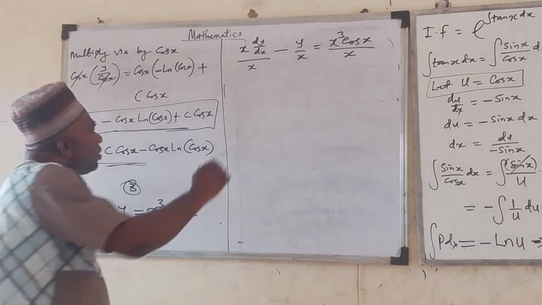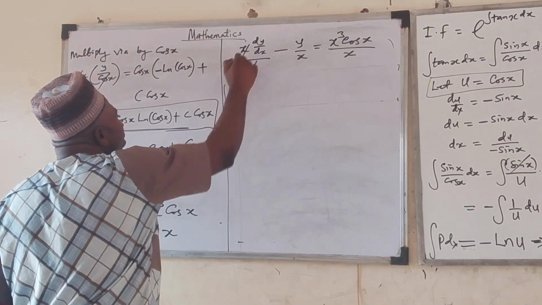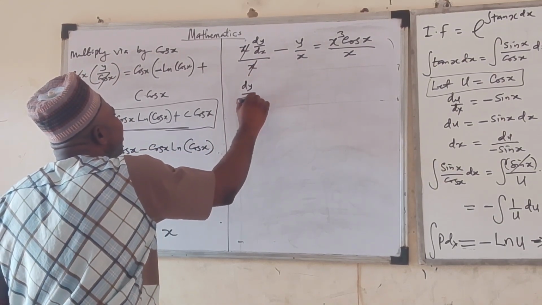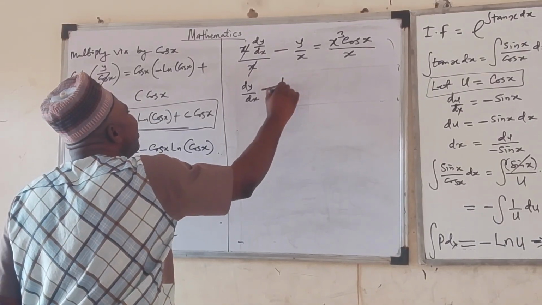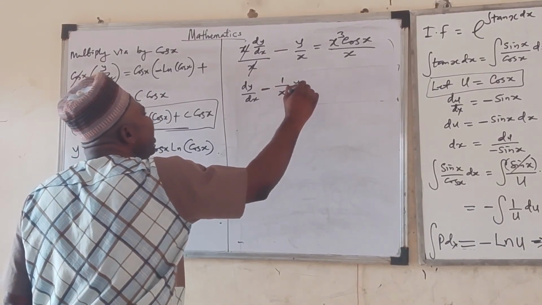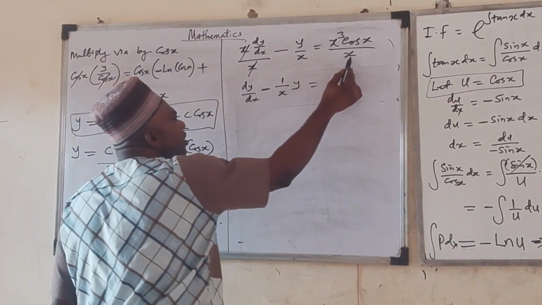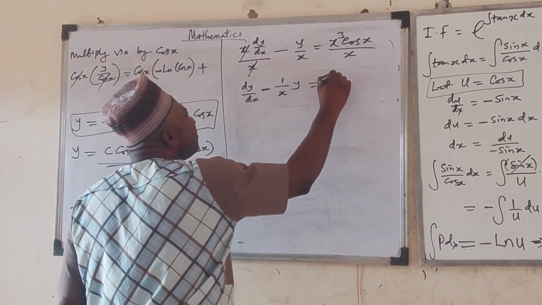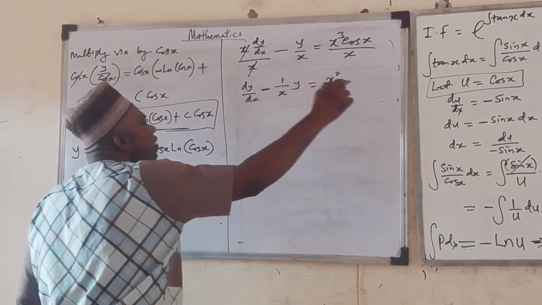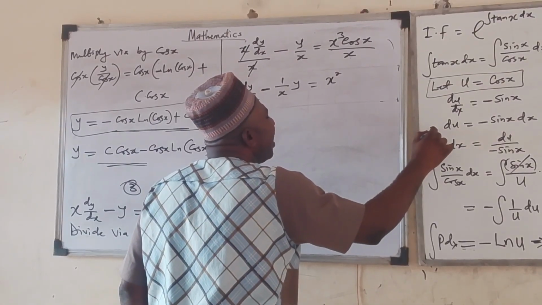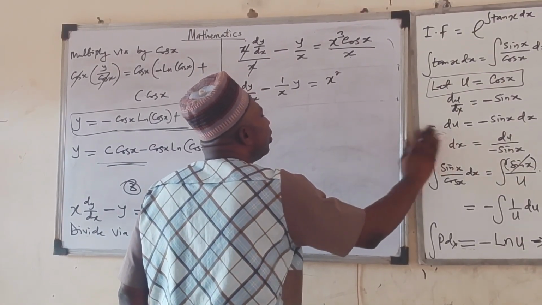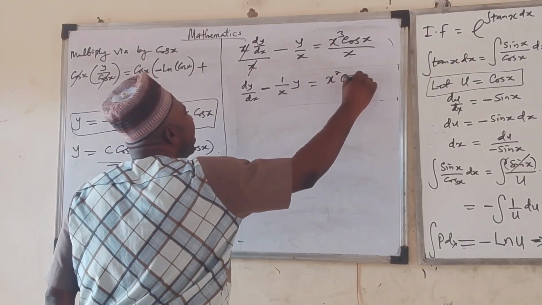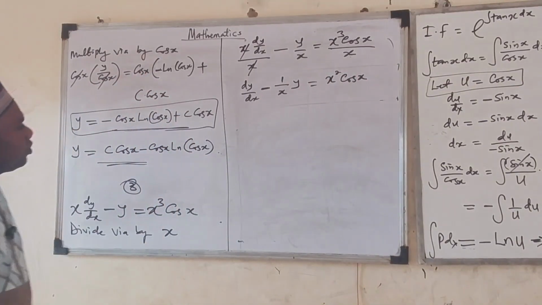So now this x will go with this x. We'll be left with dy all over dx minus 1 all over x y is equal to, this x will go with one of the x power 3, and here we'll be left with x power 2. x power 3 divided by x is x power 2. So here we have x power 2 cos x.